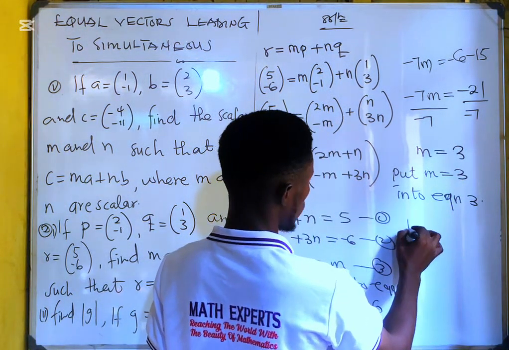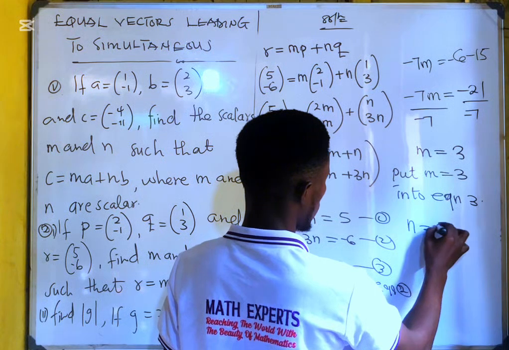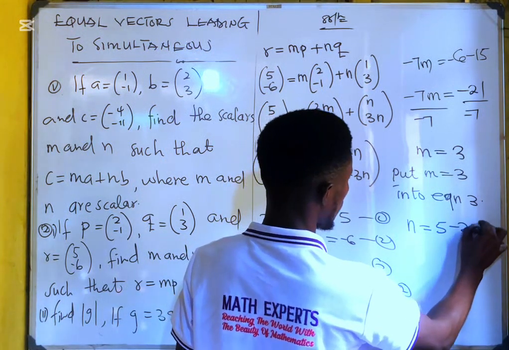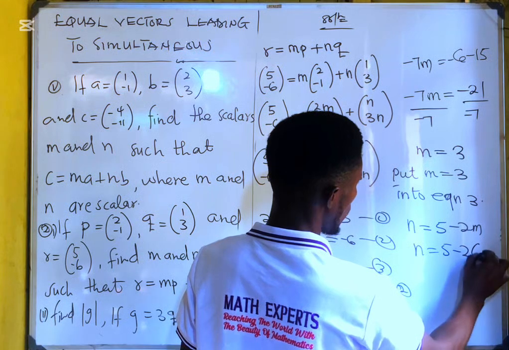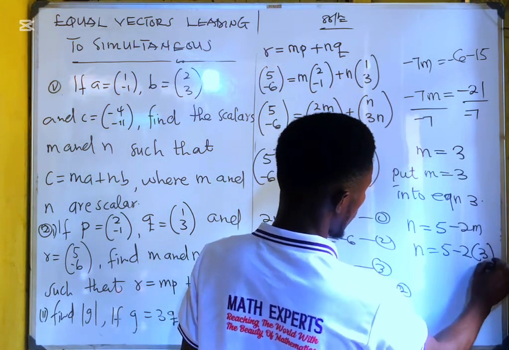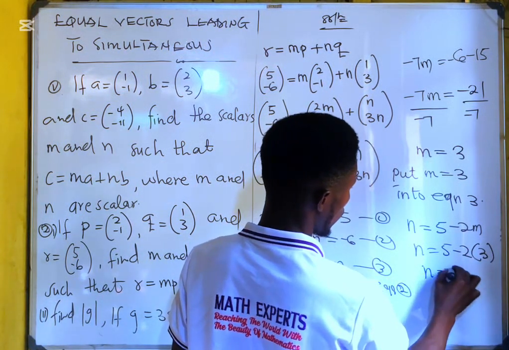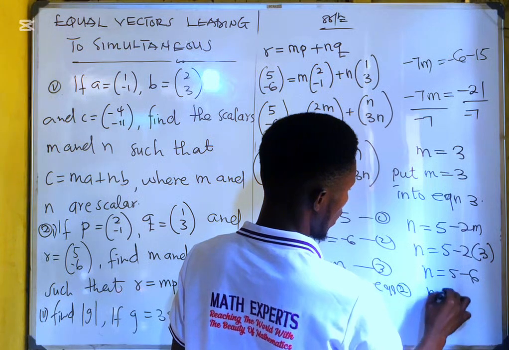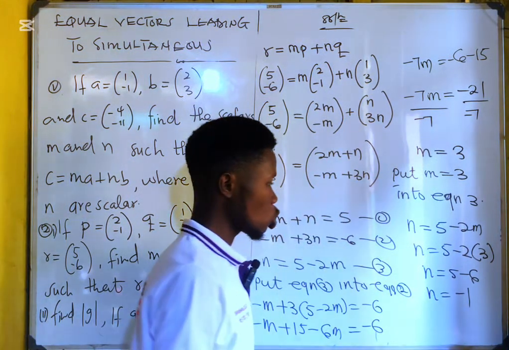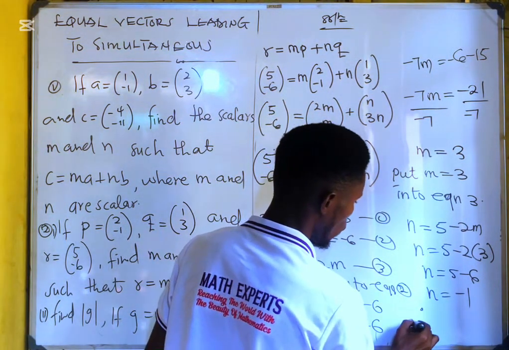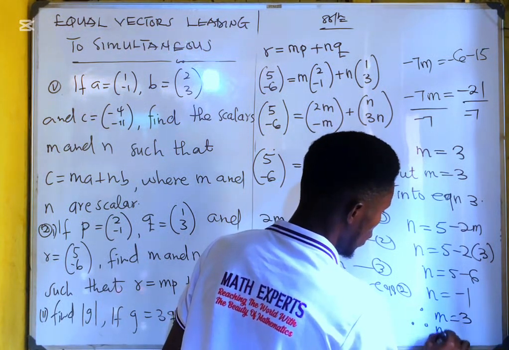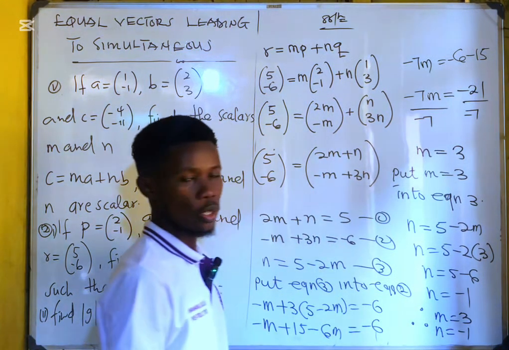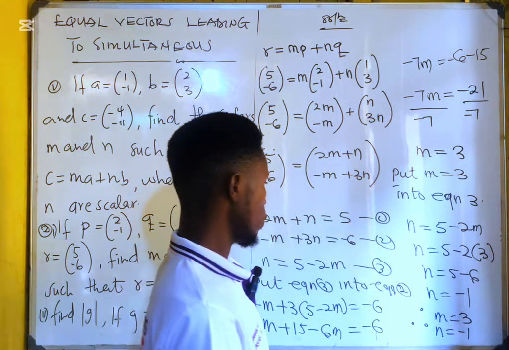Where's our equation 3? Equation 3 is n equals 5 minus 2m. So n equals 5 minus 2 bracket open 3. So n equals 5 minus 6. N equals negative 1. So therefore, our m is 3, n is negative 1. That is it. Okay. Very good.